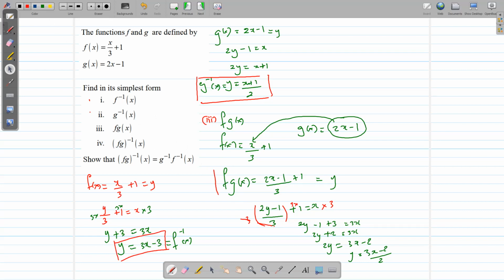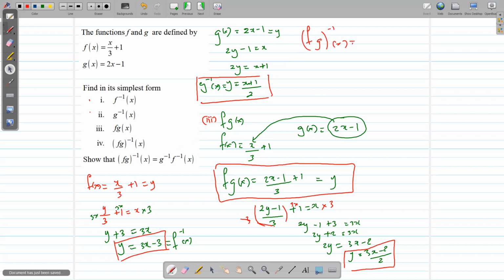Let me highlight it. And now we need, down here, to find the inverse of that. And the inverse of that is this. So part 4, the last part of the question to finish it, says the inverse of fg of x is equal to g inverse x, f inverse x. And remember, we have found this. Here it is.